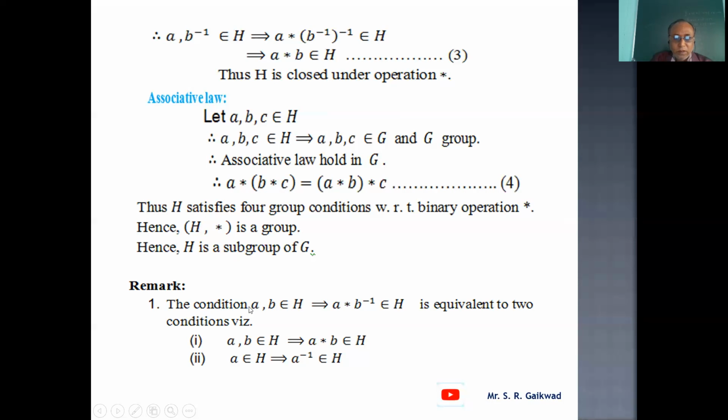Remark. The condition a, b belongs to H implies a star b inverse belongs to H is equivalent to two conditions: a, b belongs to H implies a star b belongs to H, and a belongs to H implies a inverse belongs to H. It means H is a subgroup of G. Then a, b belongs to H implies a star b inverse belongs to H, which is equivalent to a, b belongs to H implies a star b belongs to H, and a belongs to H implies a inverse belongs to H.